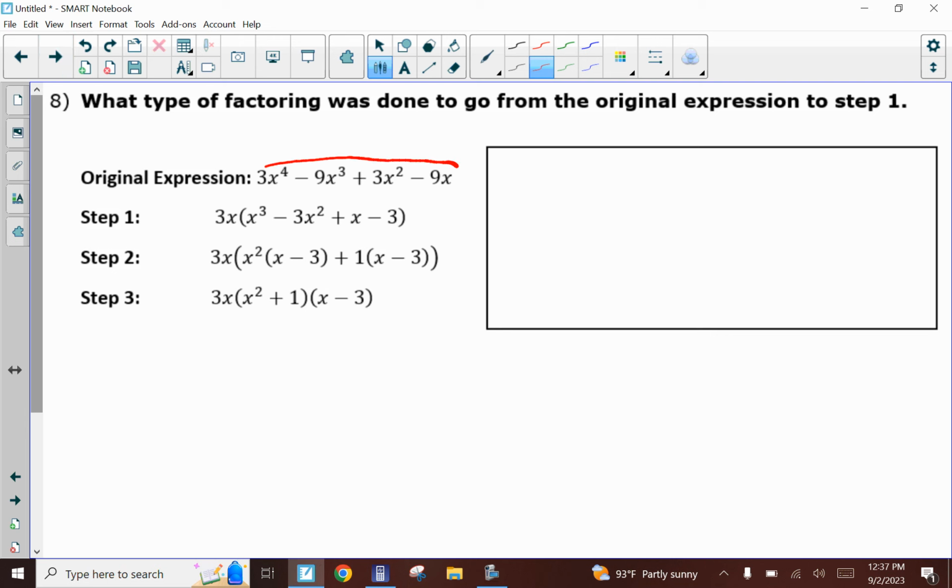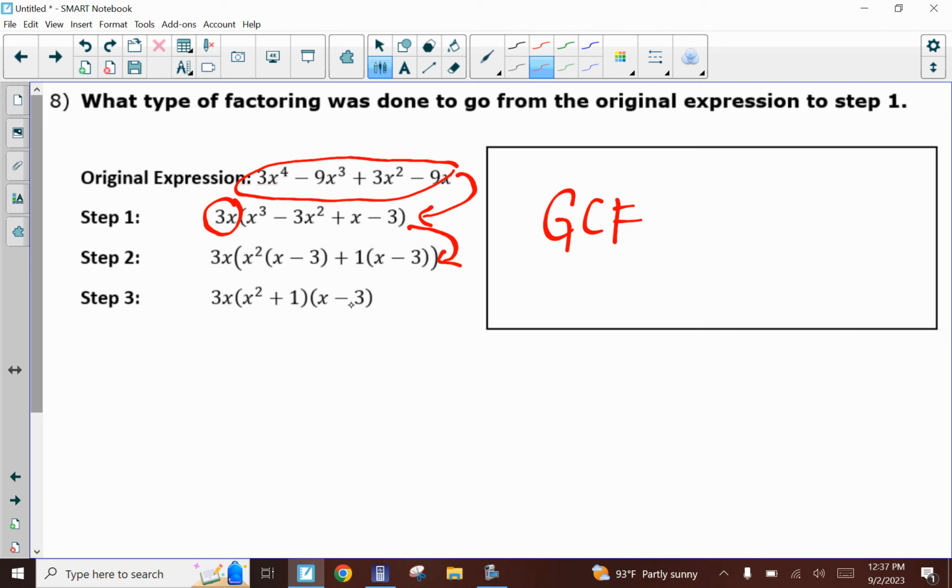So this is the original, and they're asking, what did they do to go from here to here? Well, I noticed that they have something out in front. Usually when you put something out in front like that, that's called the GCF. If I wanted to go a step further, it looks like the next step from this line to this line would have been grouping. And then the last step would just be reorganizing the final answer.